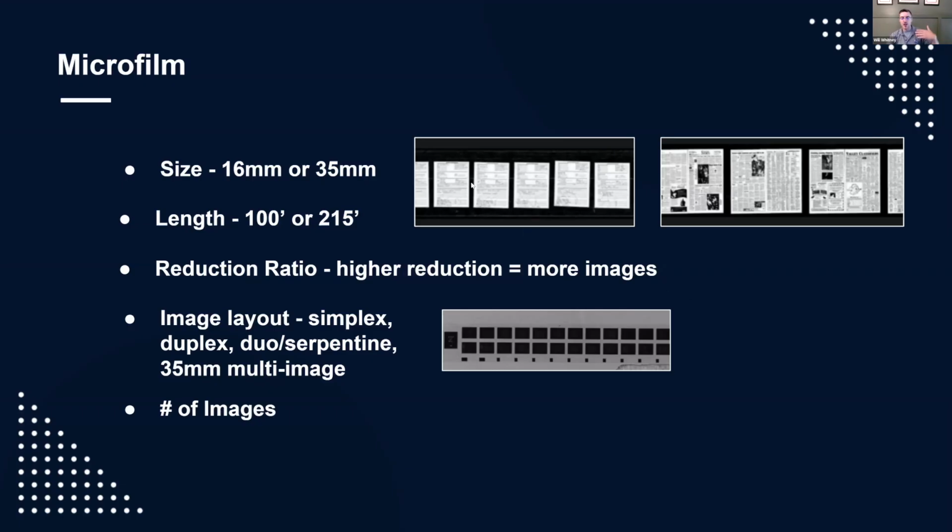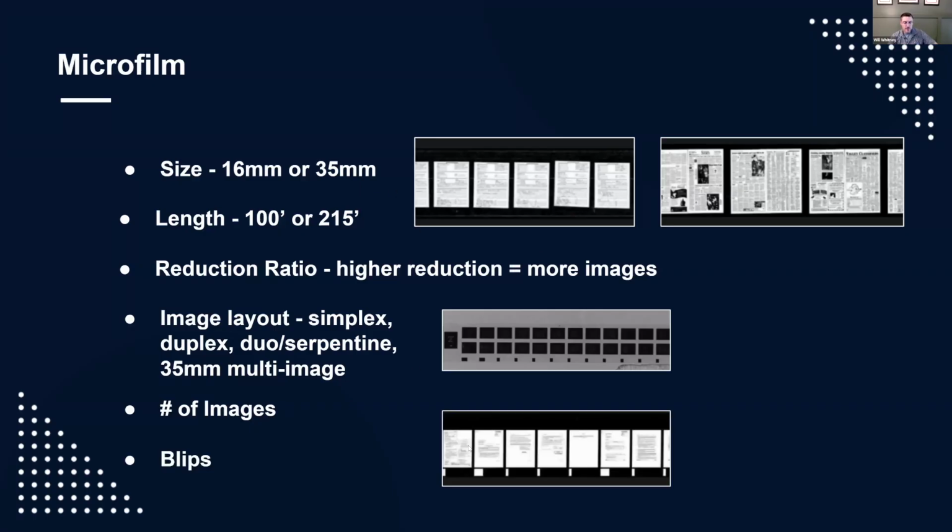So if you have a 100-foot simplex, let's say it's 2,500 images on a roll. If you have 215-foot duplex film, we're actually doing a project right now where you have up to 20,000 images. That's a lot of processing. Clearly, it affects the price.